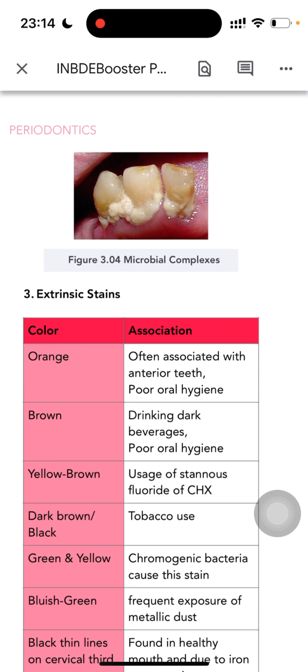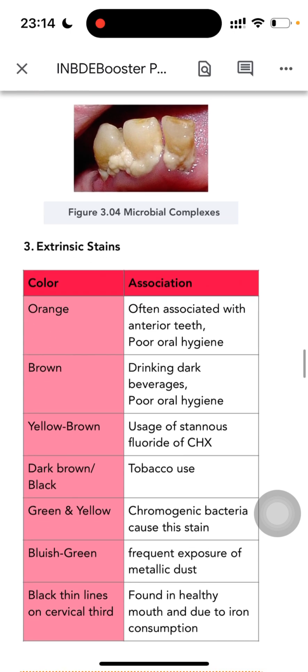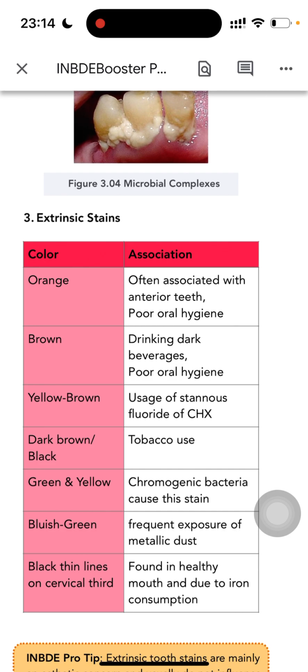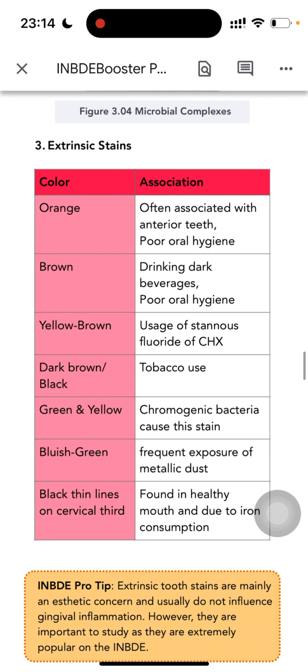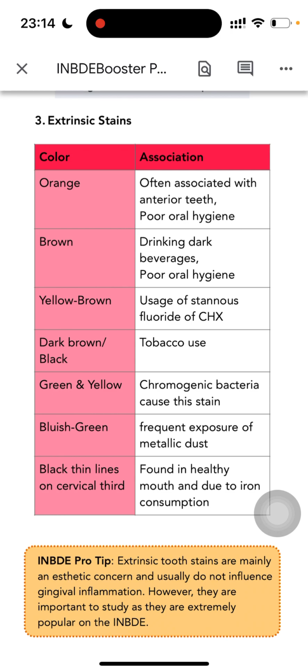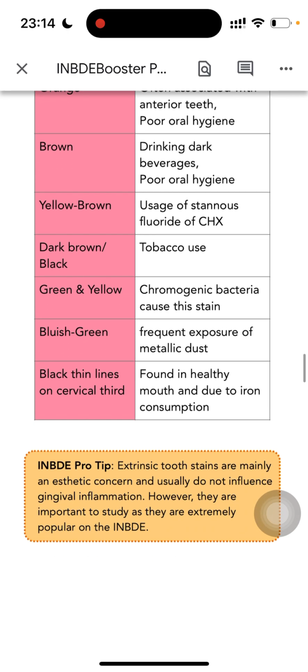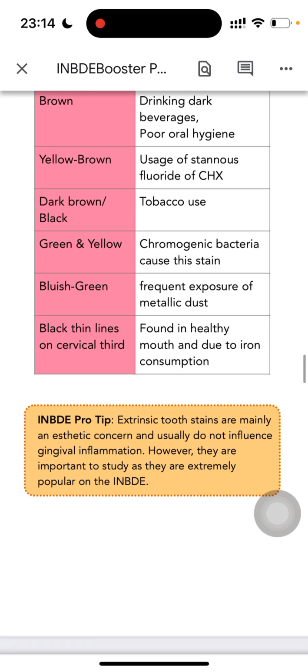Extrinsic stain. Orange: often associated with anterior teeth, poor oral hygiene. Brown: drinking dark beverages, poor oral hygiene. Yellow-brown: usage of stannous fluoride or chlorhexidine. Dark brown or black: tobacco use. Green and yellow: chromogenic bacteria cause the stain. Bluish green: frequent exposure to metallic dust. Black thin lines at the cervical third: found in healthy mouths and with iron consumption.